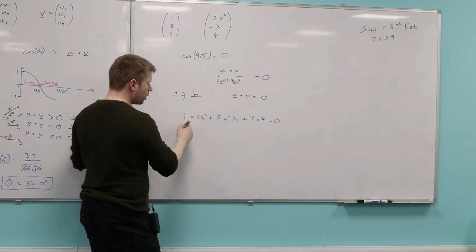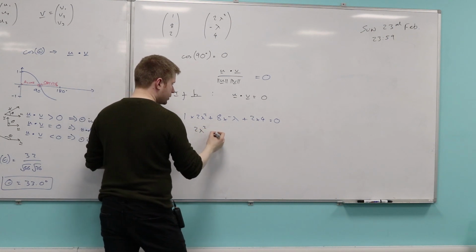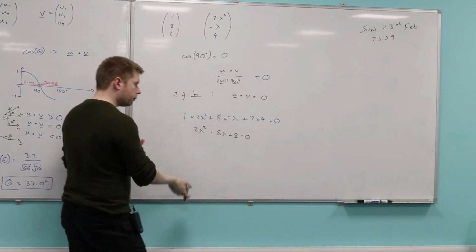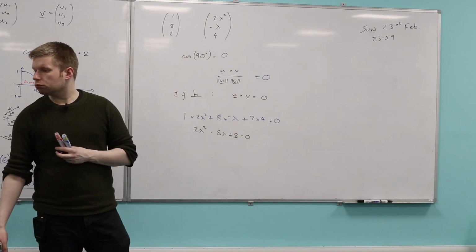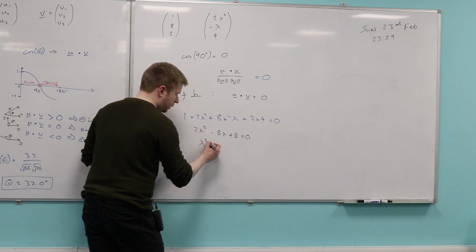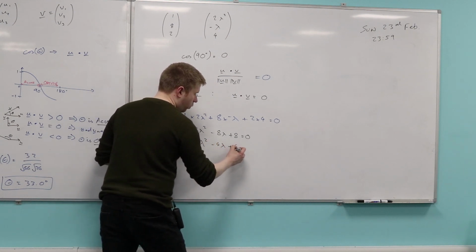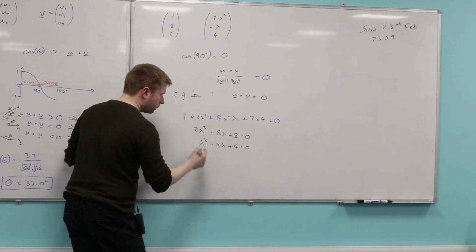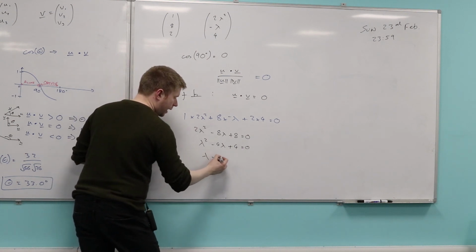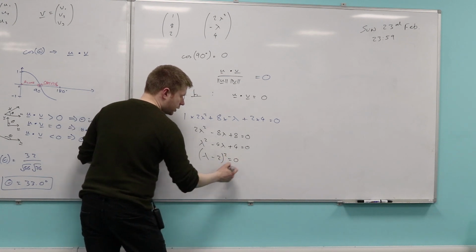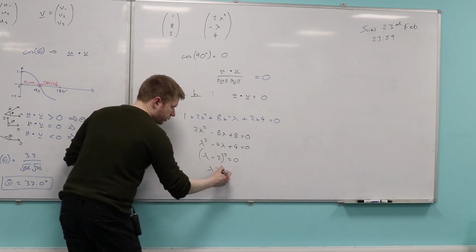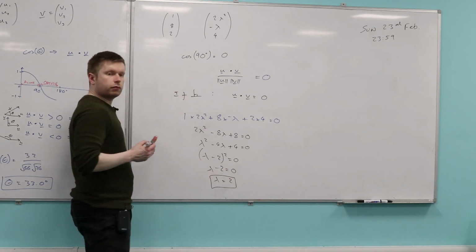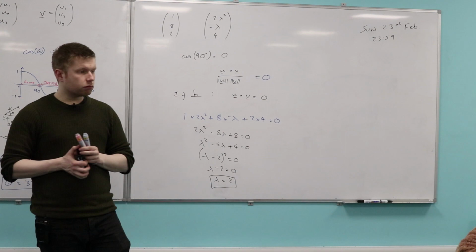Right. Let's solve this. 2λ² - 8λ + 8 = 0. That to me looks like a quadratic, so let's divide through by 2. λ² - 4λ + 4 = 0. That should be easy enough to solve. What do we get? Yeah, so (λ - 2)² has got to be equal to 0. So therefore λ - 2 has got to be equal to 0, which means that lambda has got to be equal to 2. Nice? Good question?